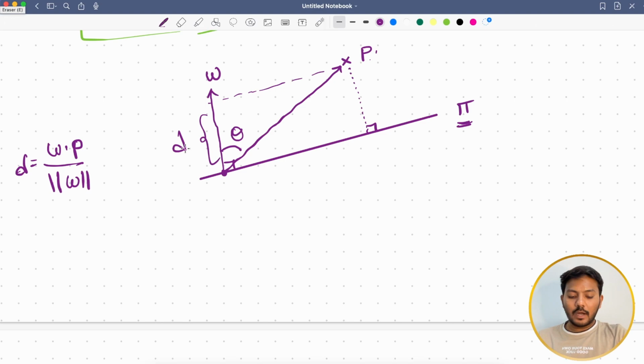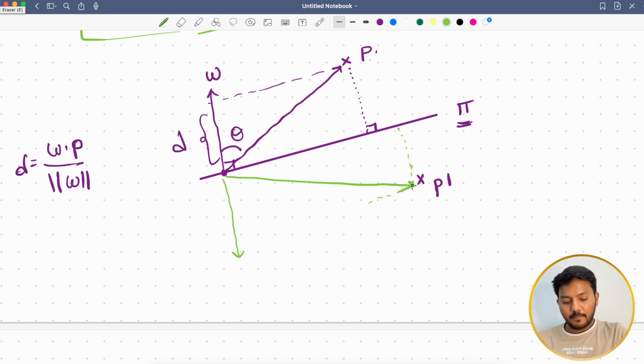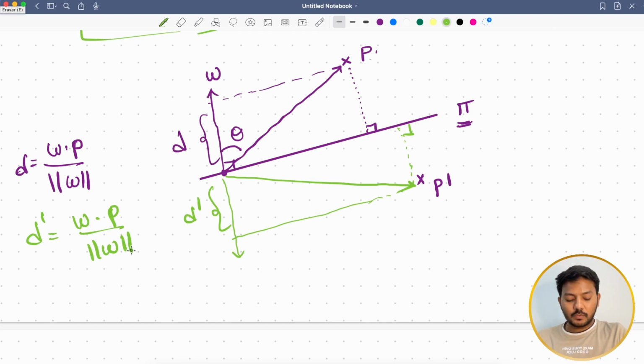And I would take one more point P dash on the other side of the plane, and I will also do the same thing here. I will connect these two and extend this line here. So what is this distance? I would have to calculate this distance. So this distance D dash equals W dot P by modulus of W. Both are the same. But if you look at this angle with respect to this one, not in this direction, it is a bigger theta. It is greater than 90 degrees.